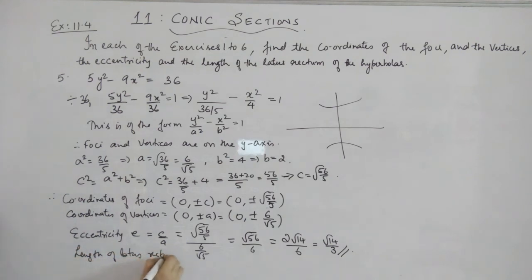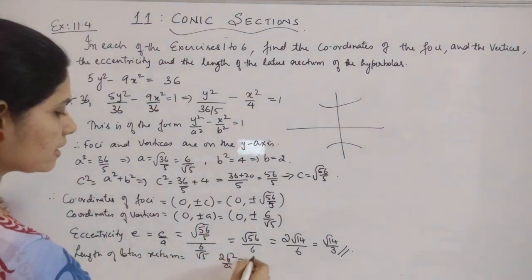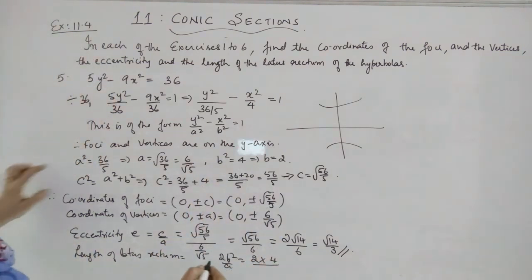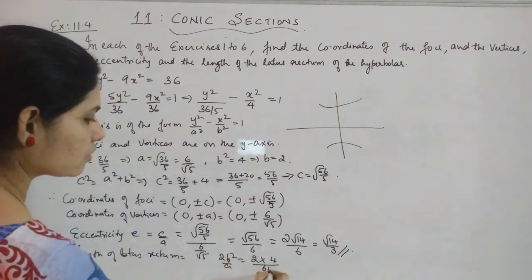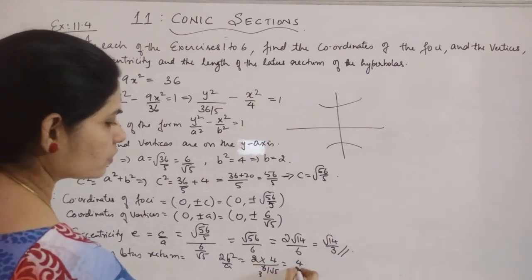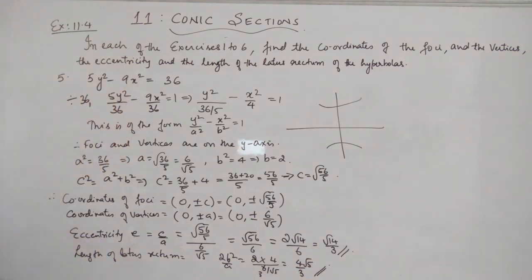Now length of latus rectum will be, again the formula is 2b square by a. Replacing the value, what is b square? 4. a is 6 by root 5, so that this will give you 4 by 3 root 5. Root 5 in the numerator. Okay, 4 root 5 by 3.